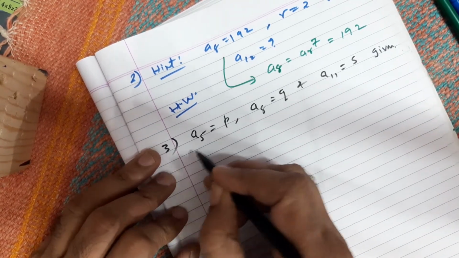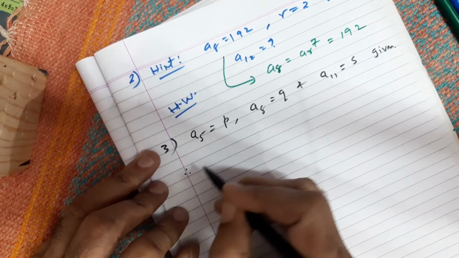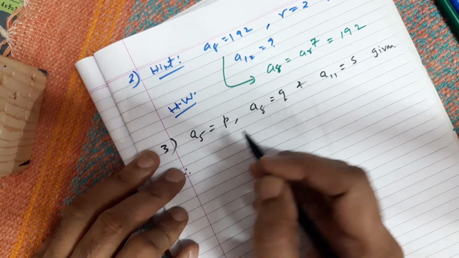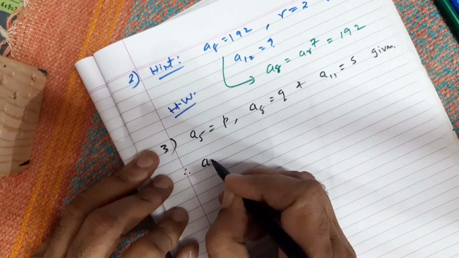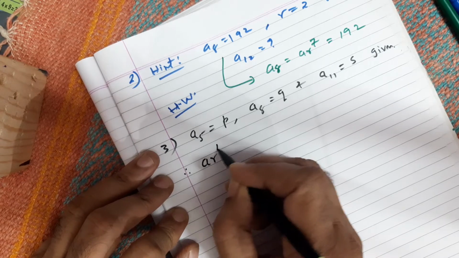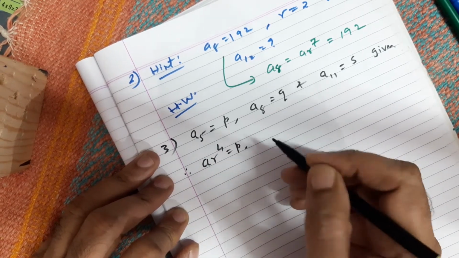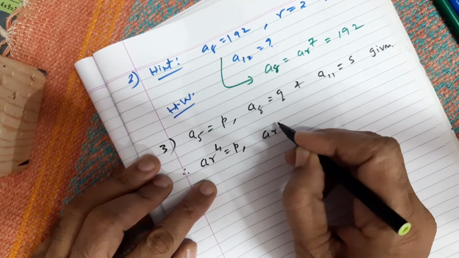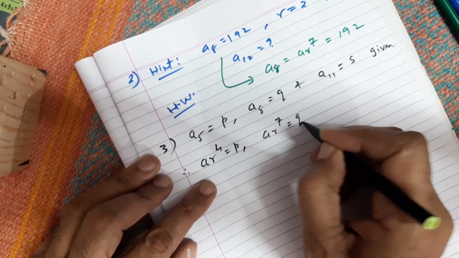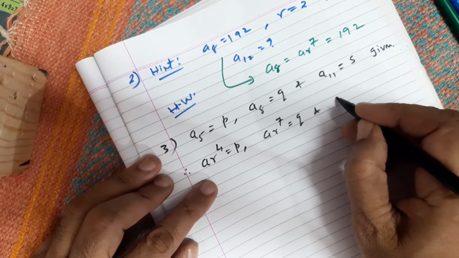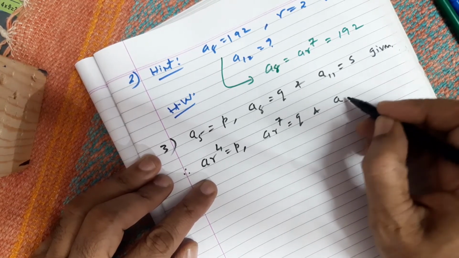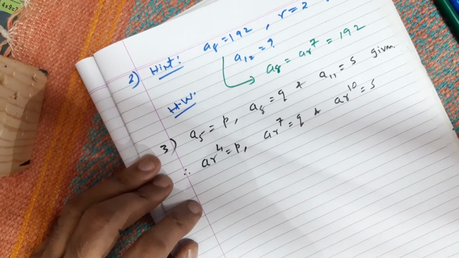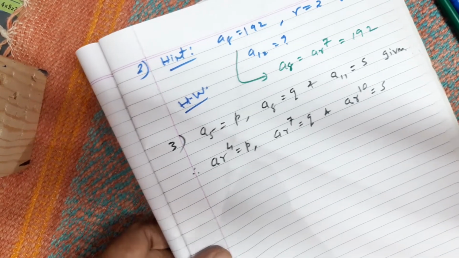Now this means what? A5 मतलब क्या? First of all, write according to the nth term formula of GP. A5 will be A R raised to 4 is equal to P. ठीक है. Then A8, that will be A R raised to 7 is equal to Q, and A11, that is A R raised to 10 is equal to S. Okay, got this? Clear? Right.